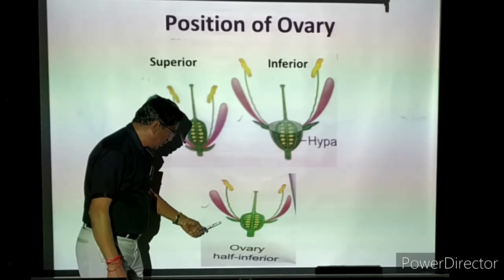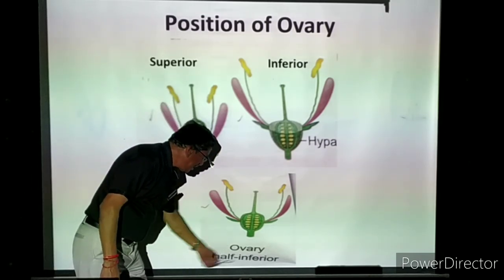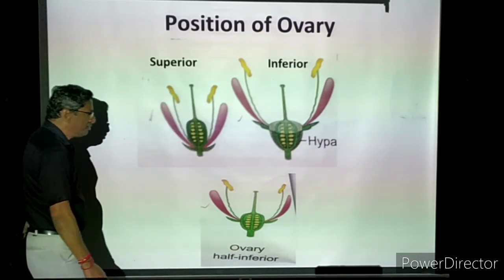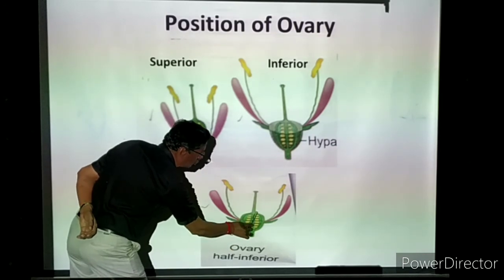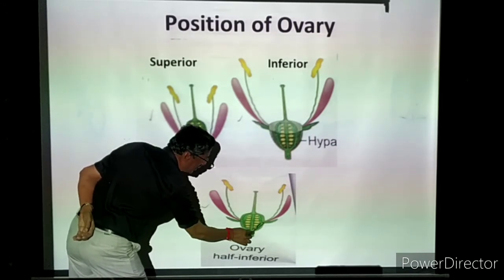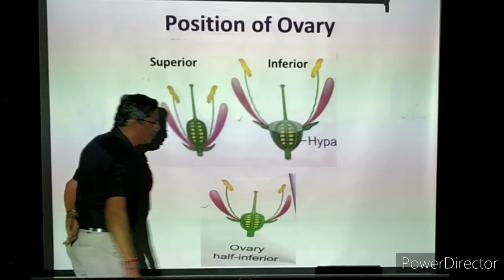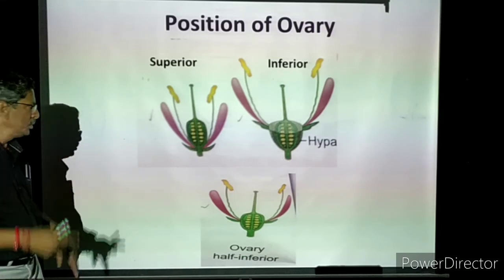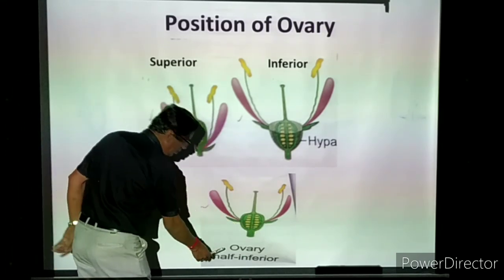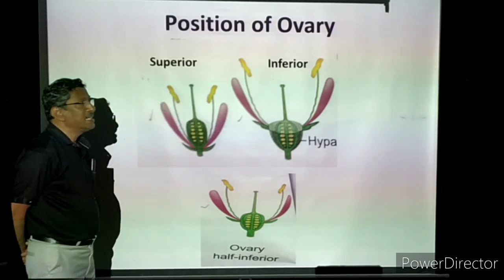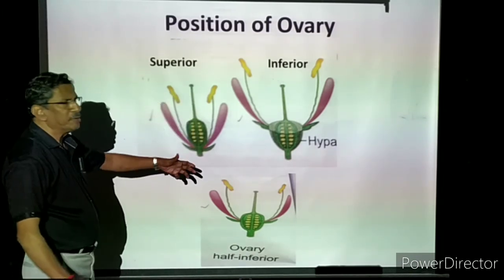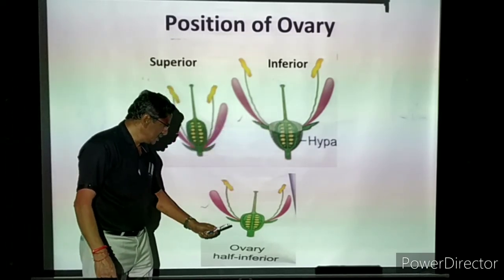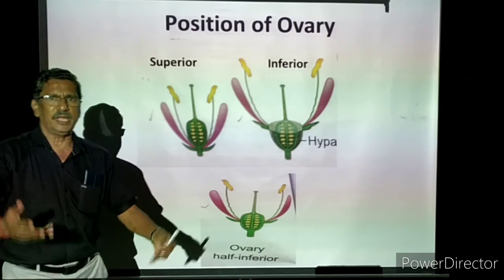The last one is semi-inferior or half-inferior. What is the meaning of semi-inferior ovary? Now this is the ovary. All other floral parts are attached exactly in the middle of the ovary at the side. It is not below, it is not above, exactly half. So that is called a half-inferior or semi-inferior ovary. Different flowers have different types. So there are only three types: superior, inferior, semi-inferior or semi-superior. Anyway, we can tell.